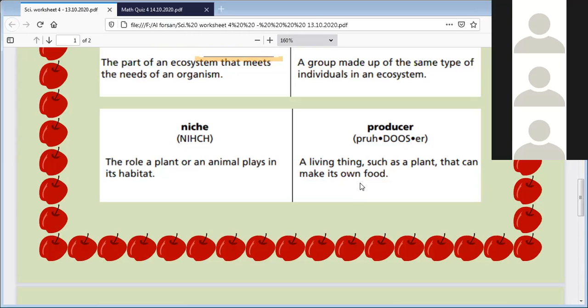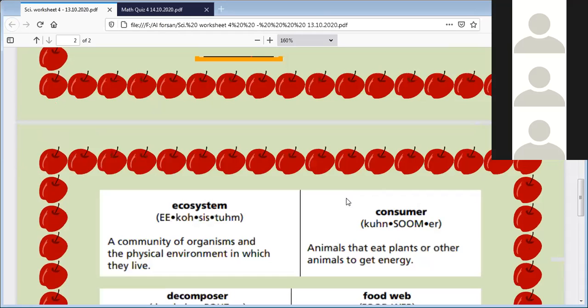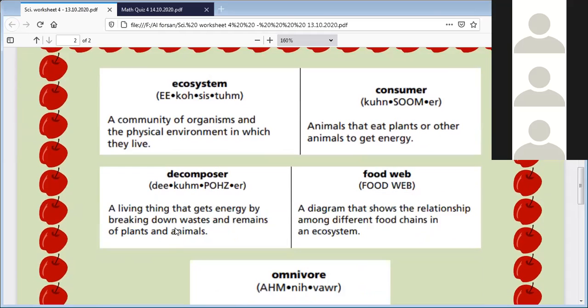Okay. Yes. So, boys, attention here. Producer, a living thing, such as a plant, that can make its own food. But consumer, animals that eat plants or other animals to get energy. This is a very, very important question. What's the difference between consumer and producer? Yusuf? Decomposer, a living thing that gets energy by breaking down wastes and remains of plants and animals.